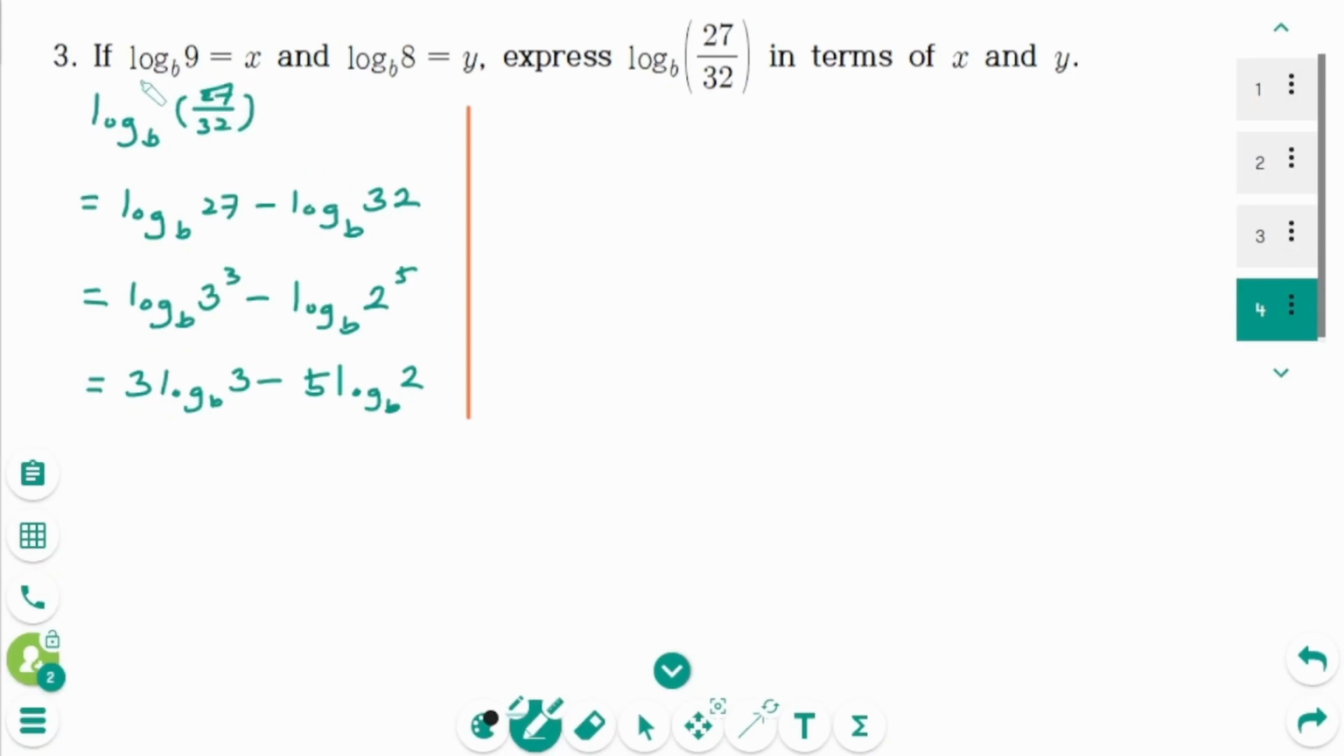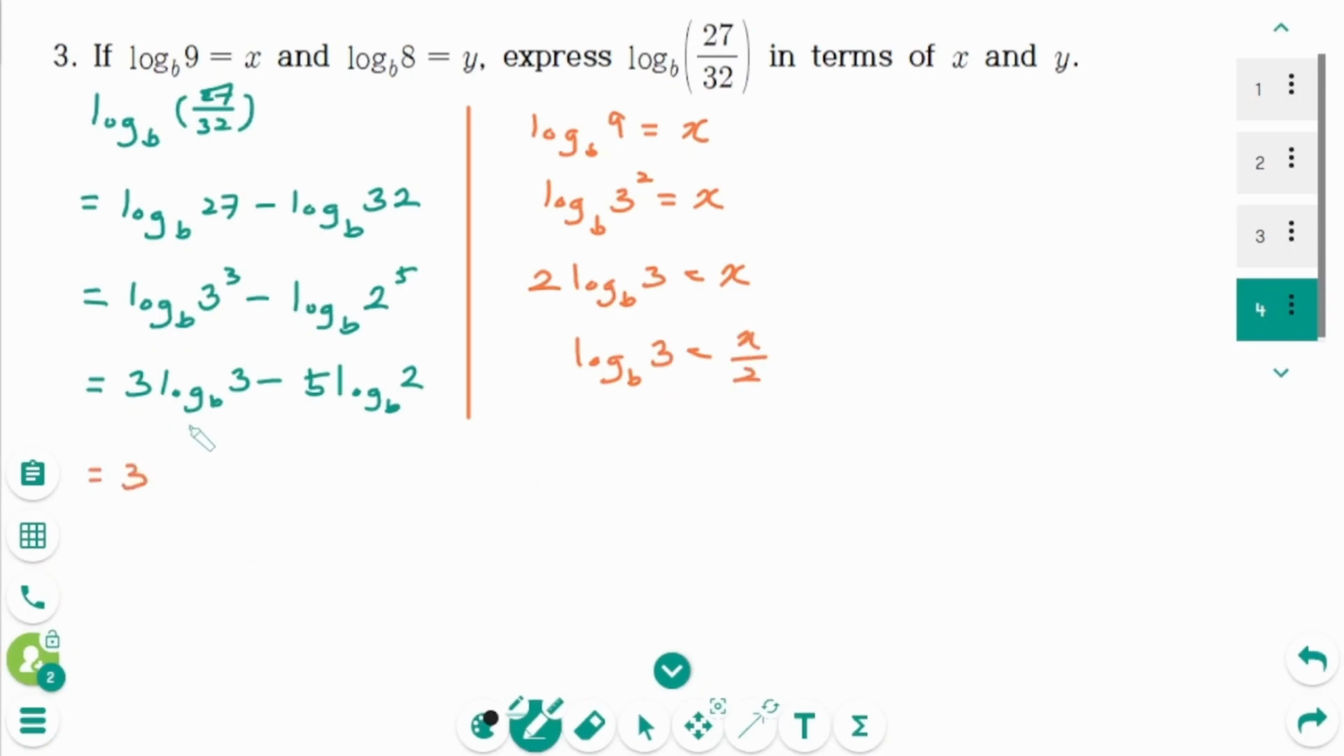In the given expression, the first one, log base b of 9 equals x, we can rewrite as log base b of 3 squared equals x, then 2 log base b of 3 equals x, then divide by 2 on each side, log base b of 3 equals x over 2. Then 3 times this part is here, x over 2.